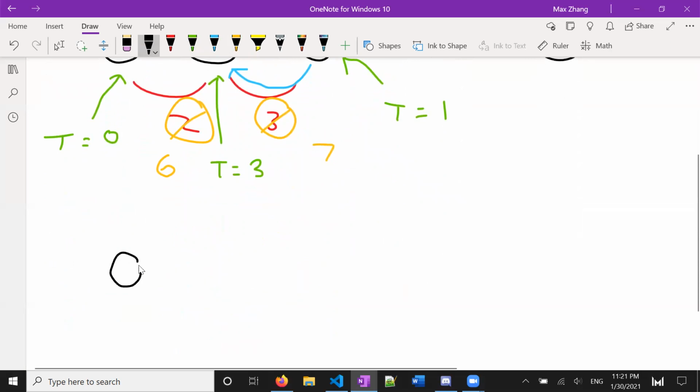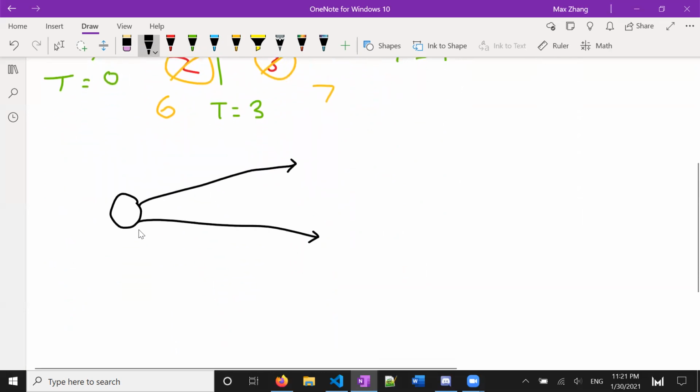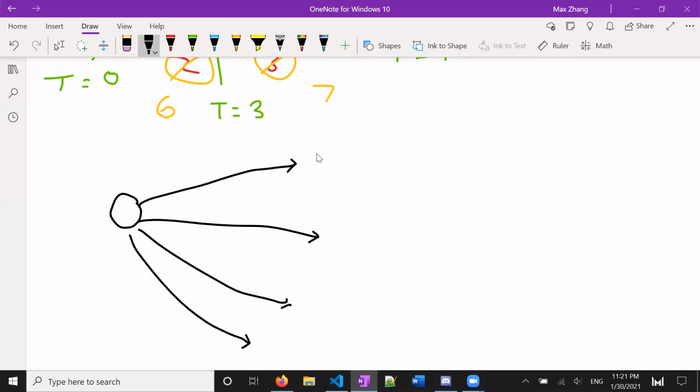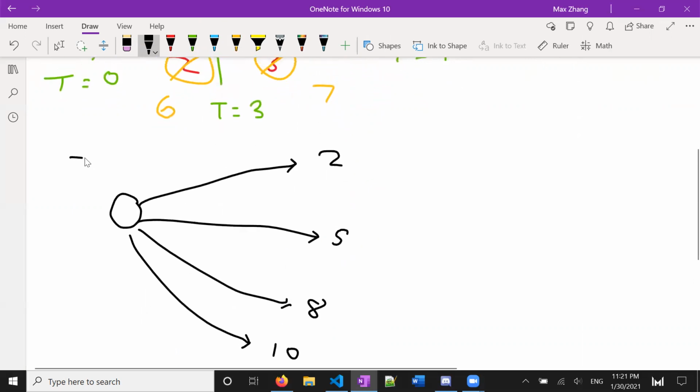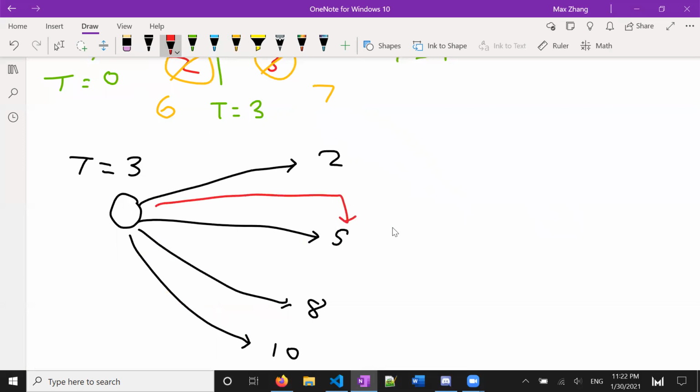at a current position, we'll consider all the edges coming out of it, all the swaps that affect this position. Each of these swaps will occur at a certain time. Maybe this is at 2, this is at 5, maybe this is the 8th one, this is the 10th one. And depending on what time we are currently sitting at this node, let's say we're sitting at this node at time 3, we take the next largest time at which a swap interacts with this position, which is 5.